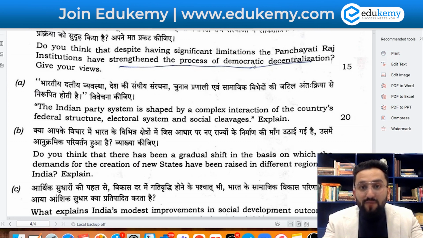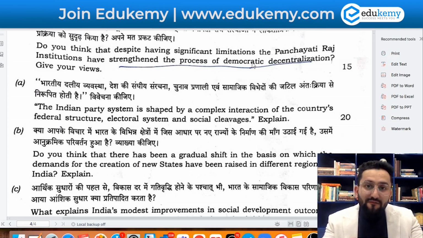So, that means we have to weave our answer by putting focus on the limitations as well. It includes the limitation of finances. It includes the limitation of power to collect resources. It includes limitation with respect to human capital, which is available at these Panchayati Raj institutions. And we need to talk specifically about democratic decentralization. Please understand, this question is not about enumerating the success of Panchayati Raj institutions or the contribution of Panchayati Raj institutions in our governance structure. That is not the question.